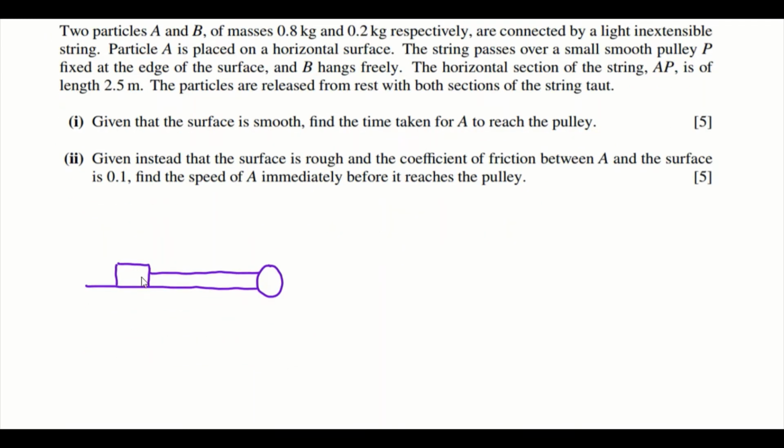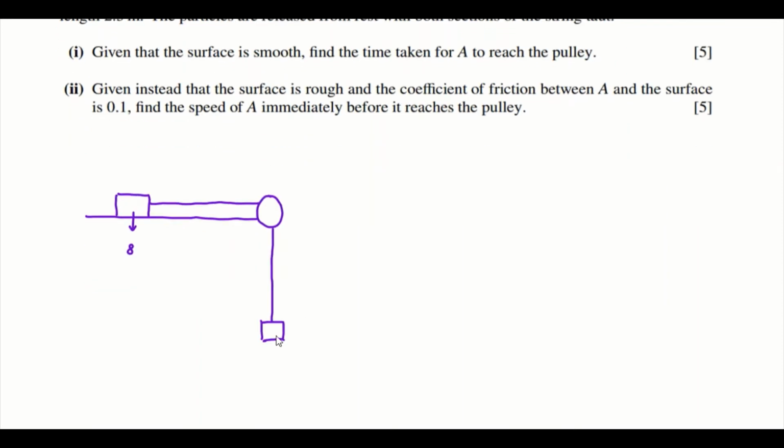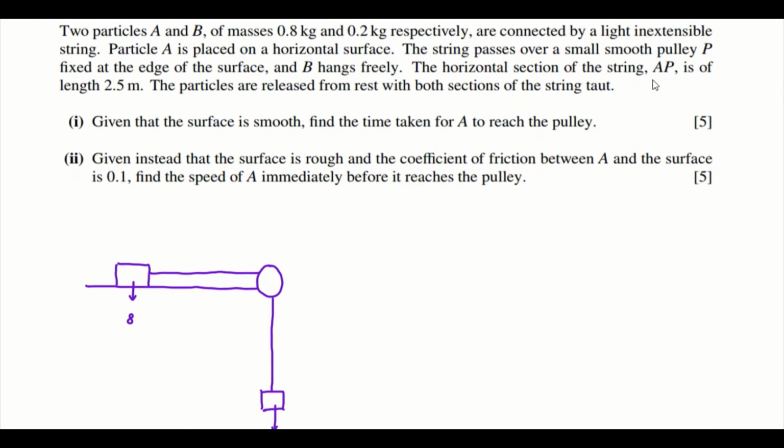So that's why particle A, the weight is 8 Newton. Then after that, we have one more particle B hangs freely here. Okay, then the mass here is 0.2 kg, which the weight is 2 Newton. Alright, then the horizontal section of the string AP is of the length of 2.5. So this is particle A, right? This is particle B. So this is P. Let's try to label here. So A, then this is B. Alright, so the length for AP is 2.5, which means here is 2.5 meter.